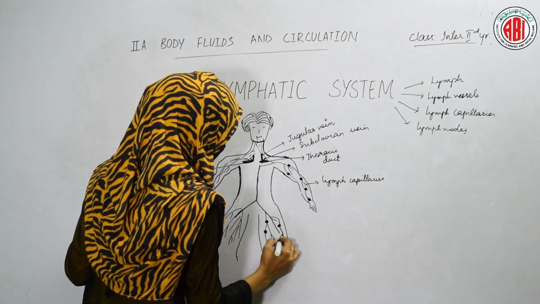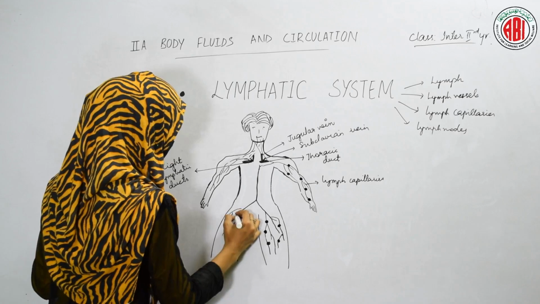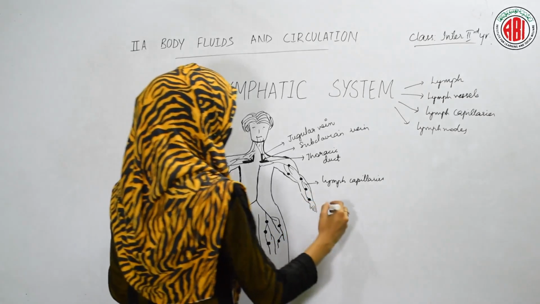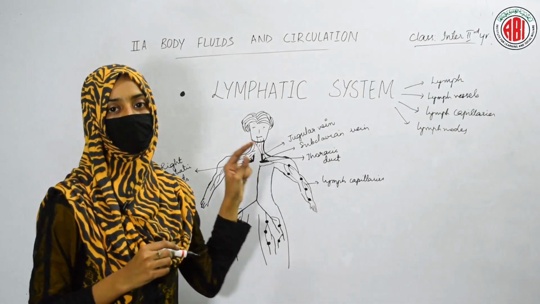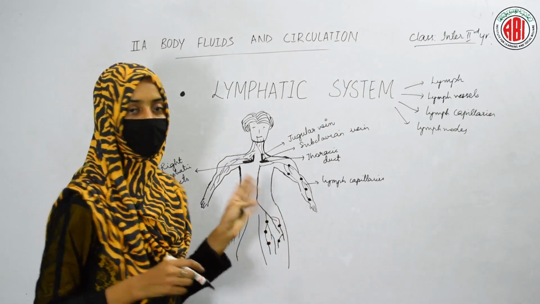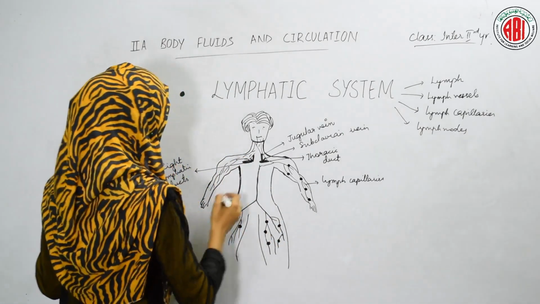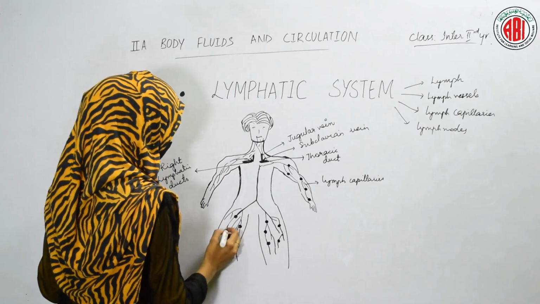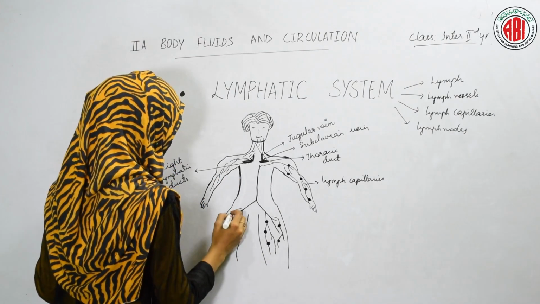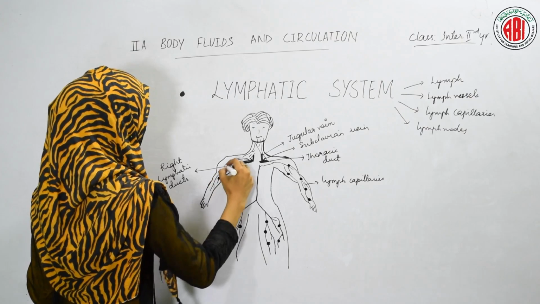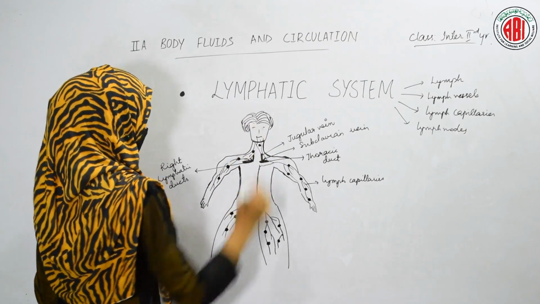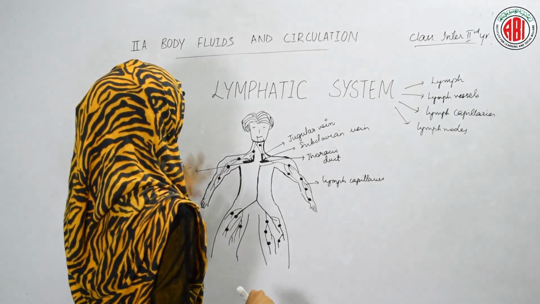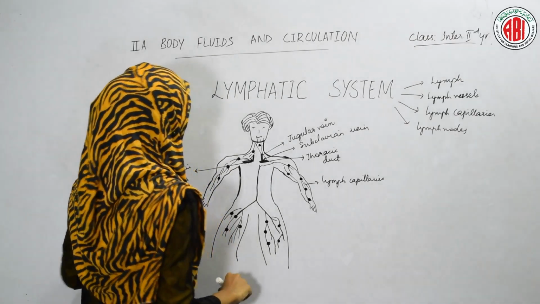Just before I explain the function of lymph nodes: lymph nodes help in screening the lymph to see whether an infection or any foreign particle is present in the fluid. To screen that, the lymph nodes are very helpful for us. In this way, lymph nodes are present in all the organs of our body. This is how the lymphatic system is in the human body.